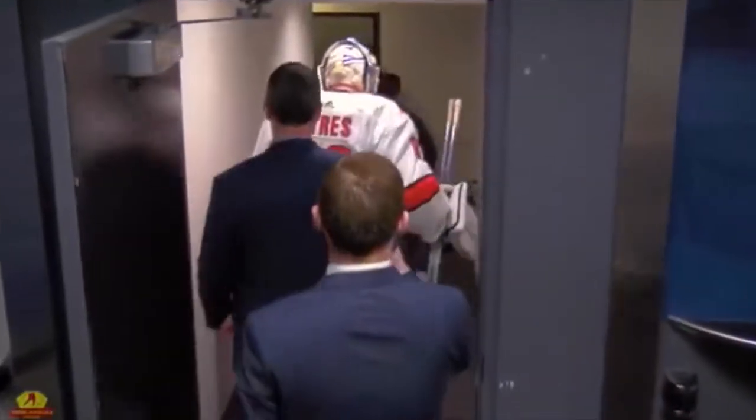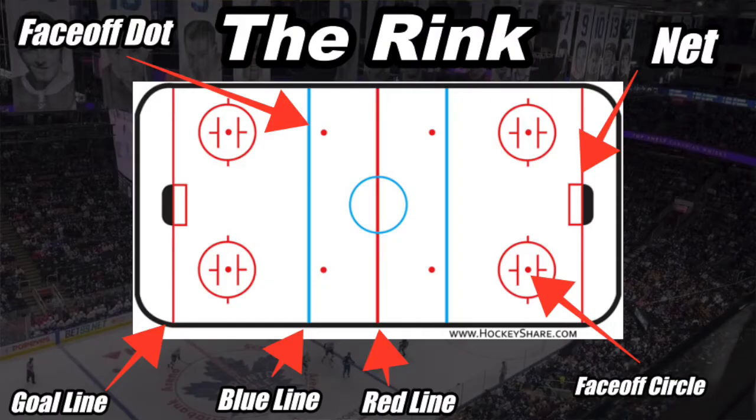But in the scenario where 2 goaltenders get injured, there is an option of an emergency backup. Usually it's like a Zamboni driver or somebody who qualifies as an EBUG. Moving on here to the actual rink itself. Take a look at this graph here. I have some of the places labeled.